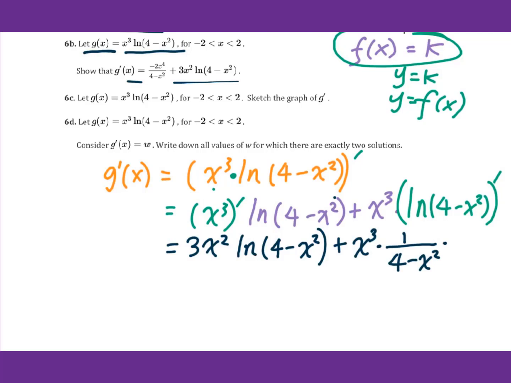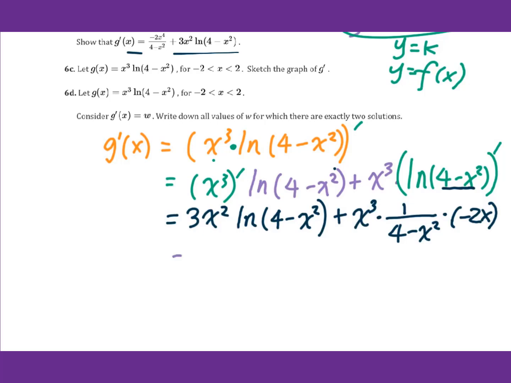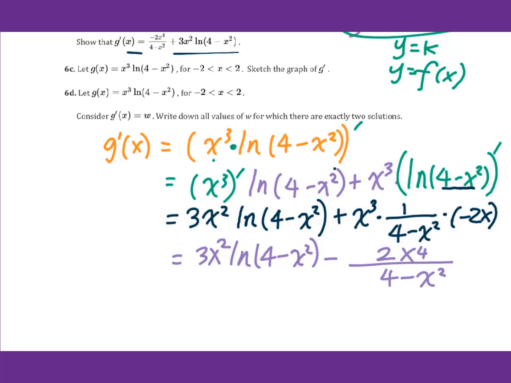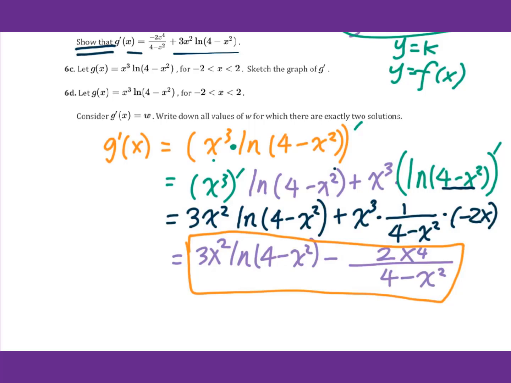Then you have to use the chain rule to do the derivative for 4 minus x squared. That will be negative 2x. Then I organize. You will get 3x squared natural log of 4 minus x squared, then minus, denominator is 4 minus x squared, top you will get 2x to the 4th power. Then you finish. So for the IB exam, show that means you just work that out.